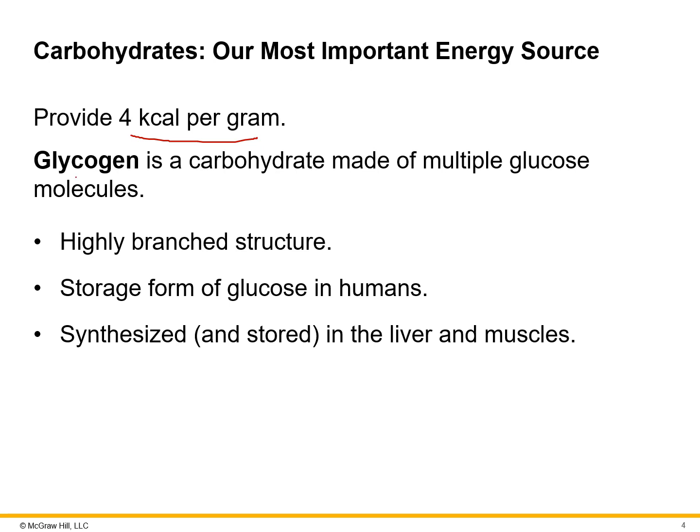Whenever we look at this, glycogen is one of the carbohydrates. It's made up of multiple glucose molecules that are attached together. It's highly branched. We'll see a picture here in a little bit. Again, lots of those glucose molecules, but instead of being just in one long straight line, they go off in multiple directions. The purpose of glycogen is that it stores glucose in humans.